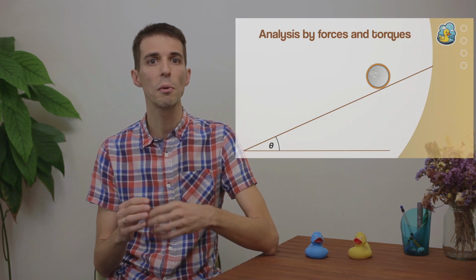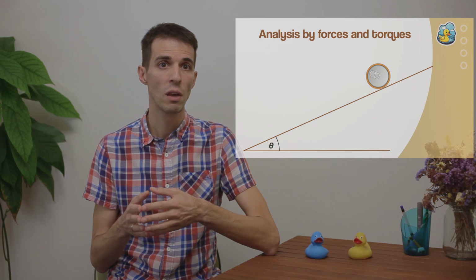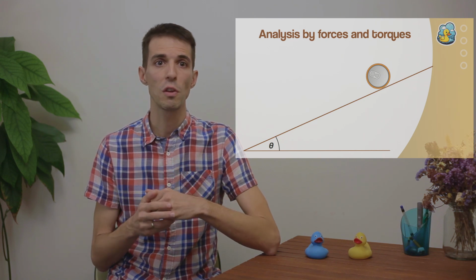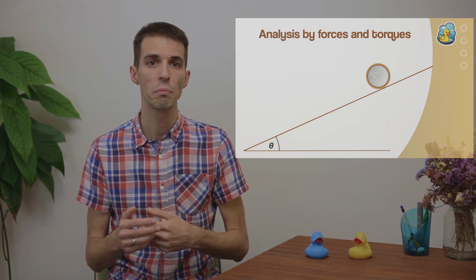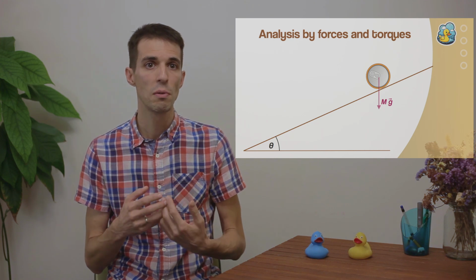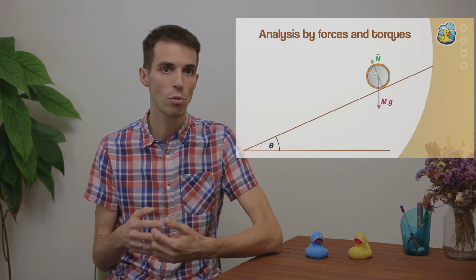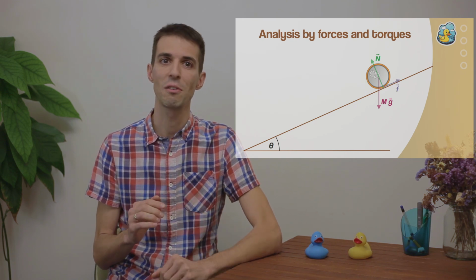Now, let's take a different view on the same situation. Let's invite Newton's laws and talk about the forces acting on the object as it rolls down. There are three main forces at play here: gravity, the normal force, and static friction. The force of gravity pulls the object down the slope, the normal force pushes perpendicular to the slope, and friction does something a little different.